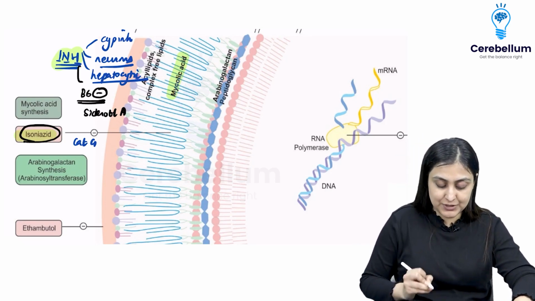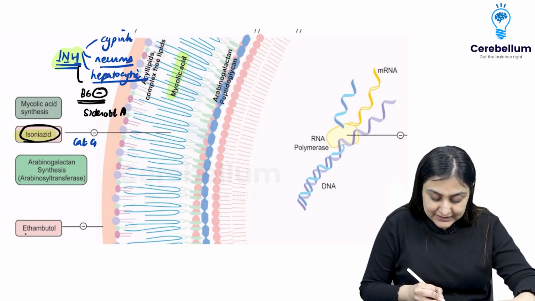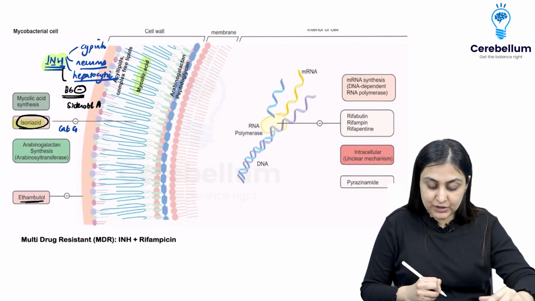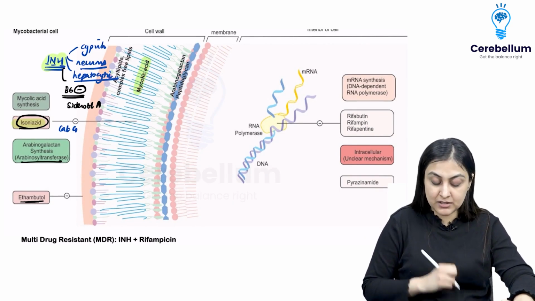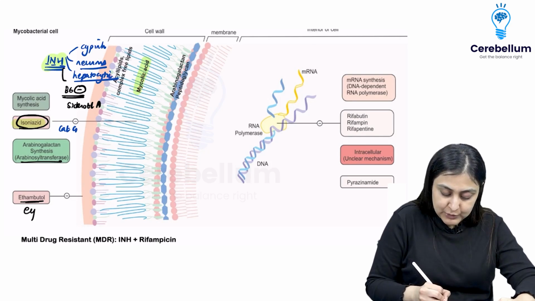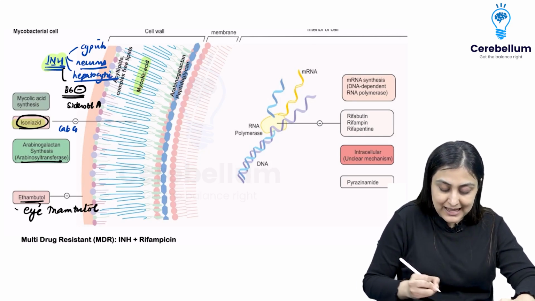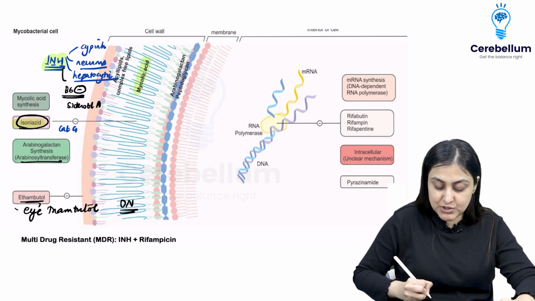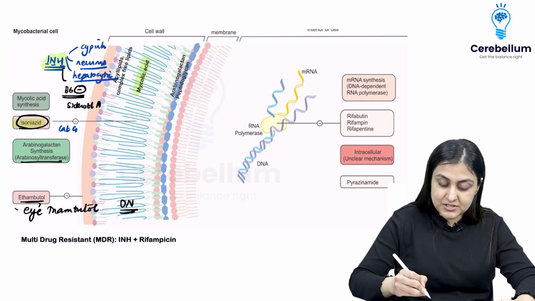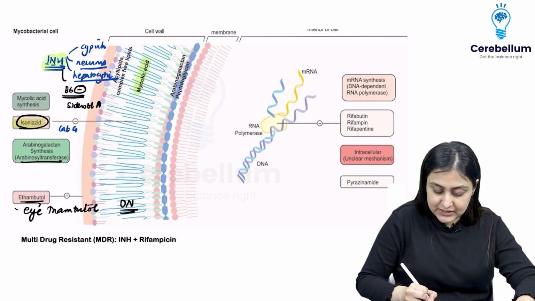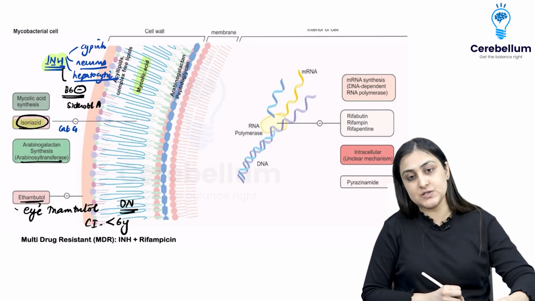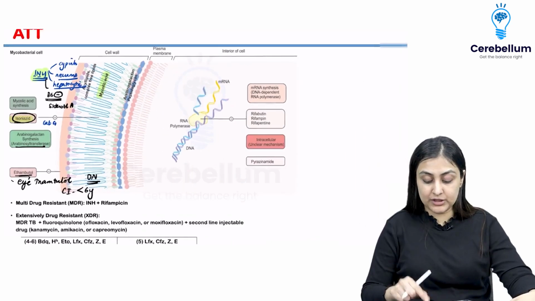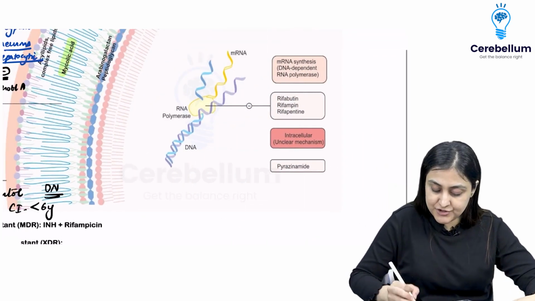So this is isoniazid. Then we have ethambutol. Again, ethambutol inhibits the cell wall synthesis by inhibiting this enzyme here. So ethambutol, from today you are going to call this ithambutol, which means it has optic neuritis, right? So it causes optic neuritis. It can cause distorted color perception and that is why this is contraindicated in children less than 6 years. So this is ithambutol.